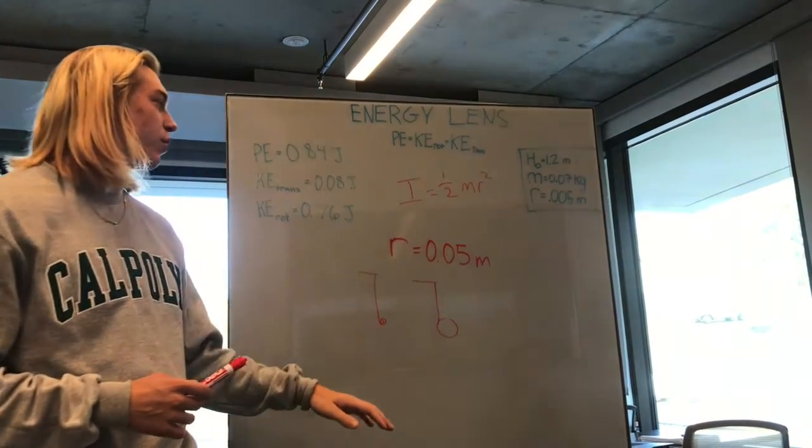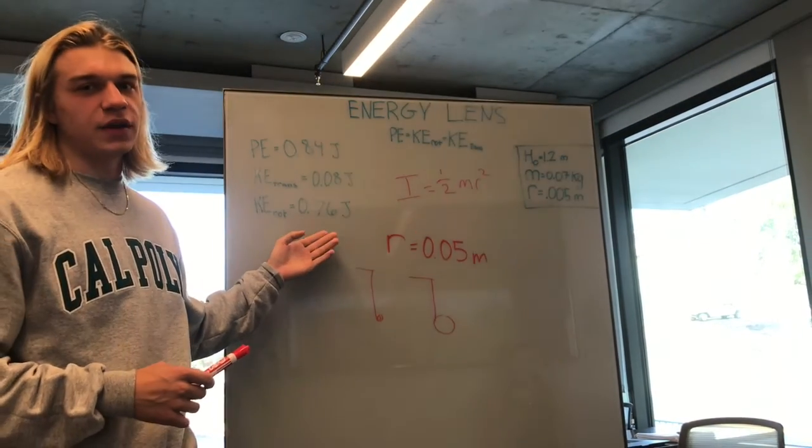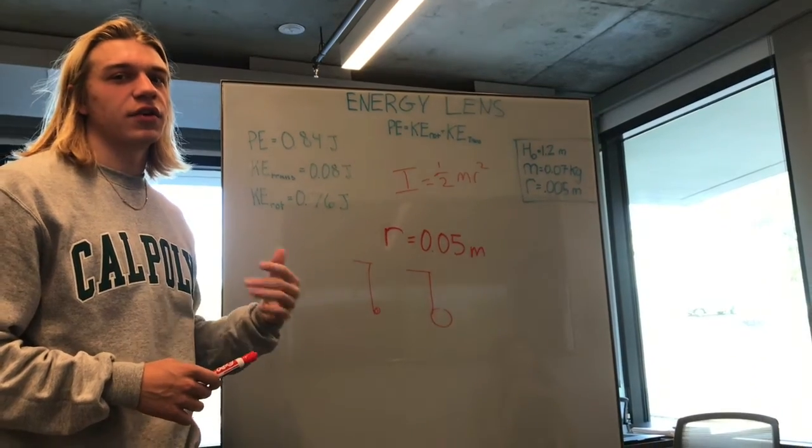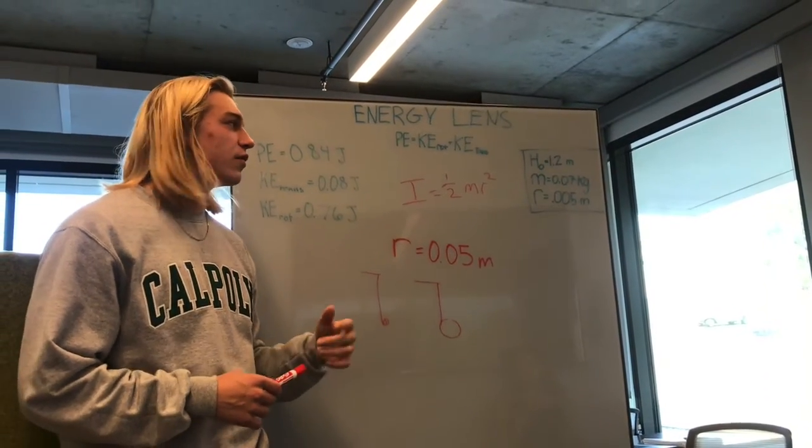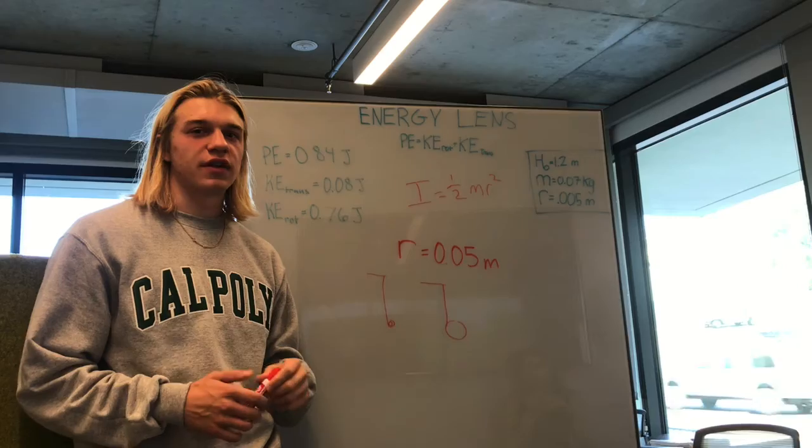So that makes sense why more of the energy is being converted, because it's a lot easier to convert that energy into rotation rather than just falling straight down translationally.